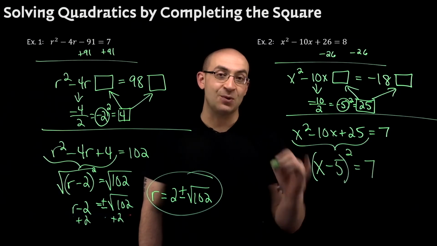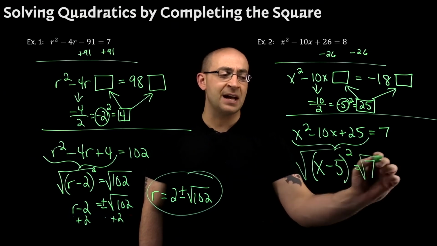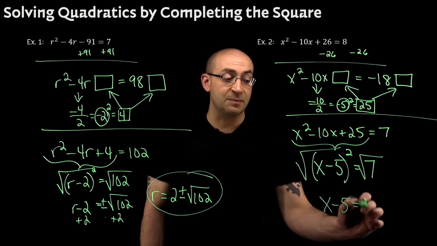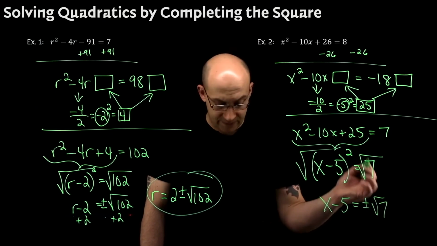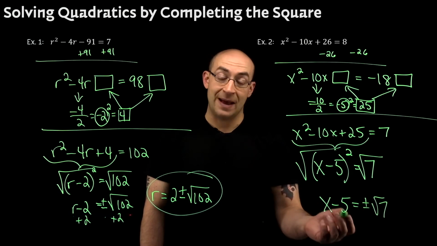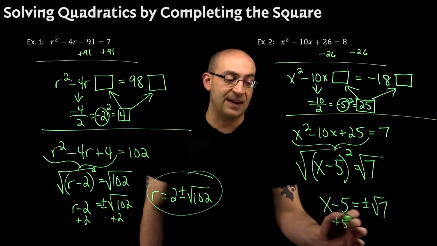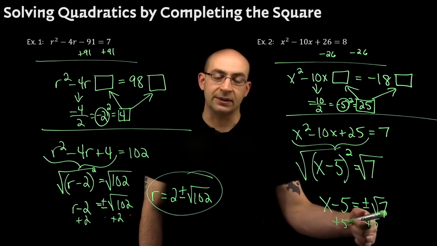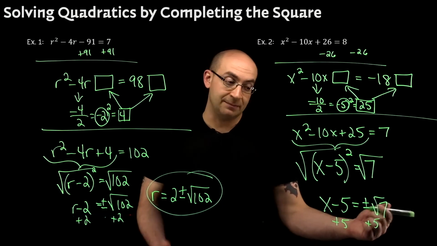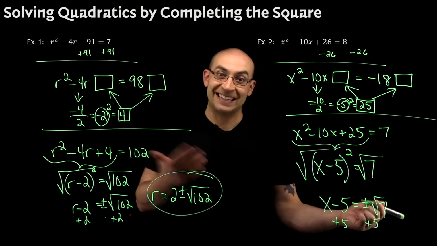To get rid of the square, we square root both sides, and I'm going to be left with x minus 5 equals plus or minus the square root of 7. Now, one more step to get rid of the negative 5, so x is alone, is I'm going to add 5 to both sides. We certainly can't break down the square root of 7. There is no perfect square factor that comes out of 7, and that makes sense, because the only numbers that multiply to get 7 are 1 and 7.